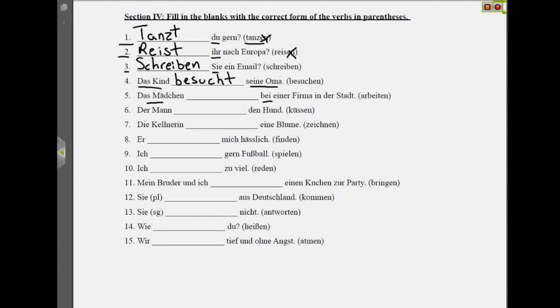She works at a company in the city. Sie, or in this case es, das Mädchen, arbeitet bei einer Firma in der Stadt. The girl works at a company in the city.